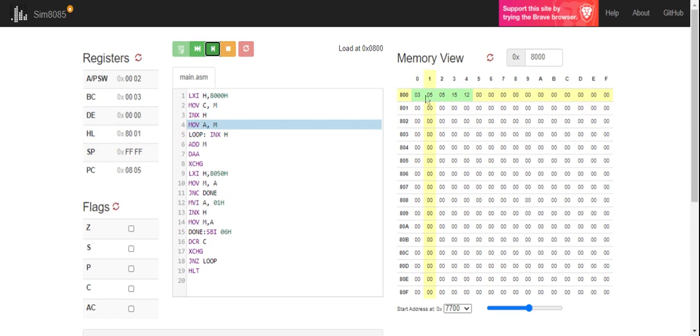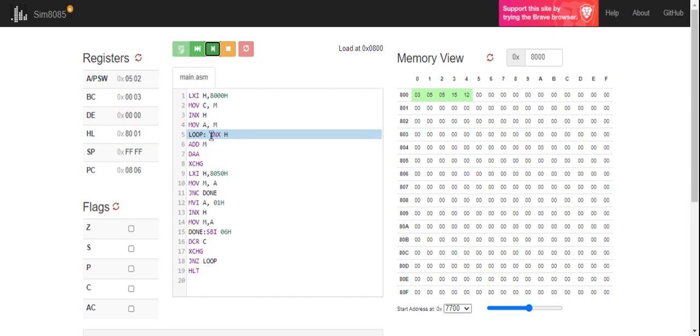What is available in my 8001? My first input. So where do I move my first input? To the accumulator. So MOV A, M. So M is moved to A register. What is M? It has 05. So 05 is moved to the accumulator. So A is now updated with 05.